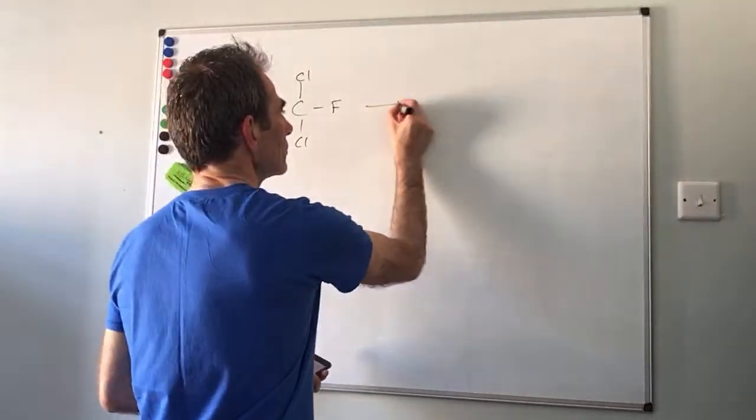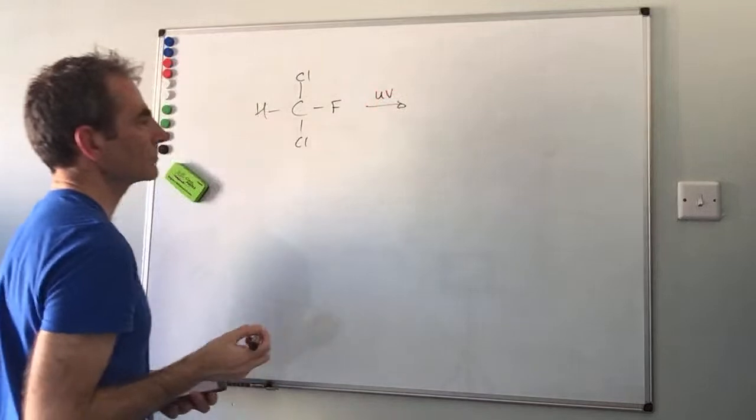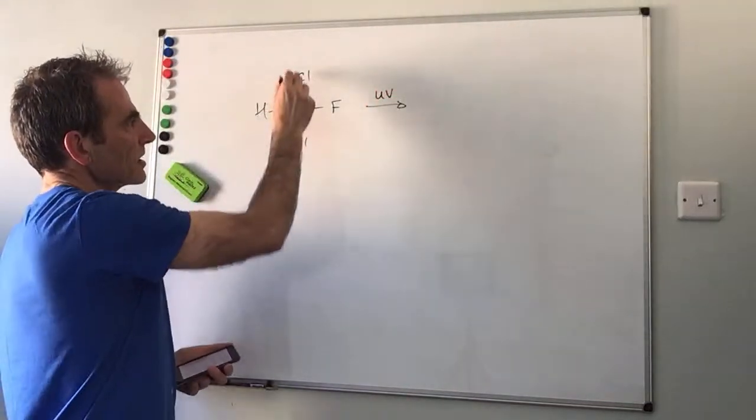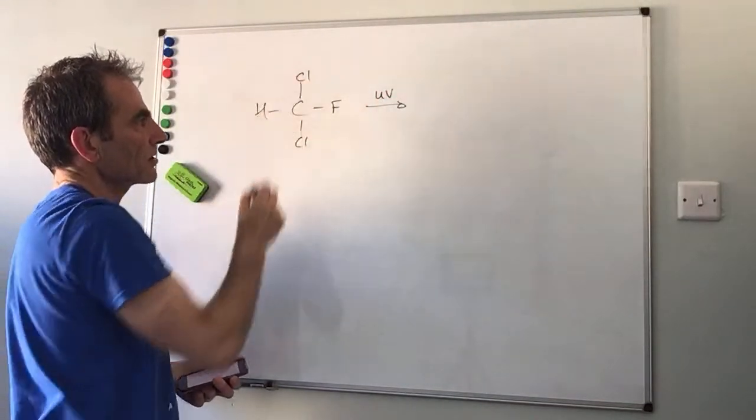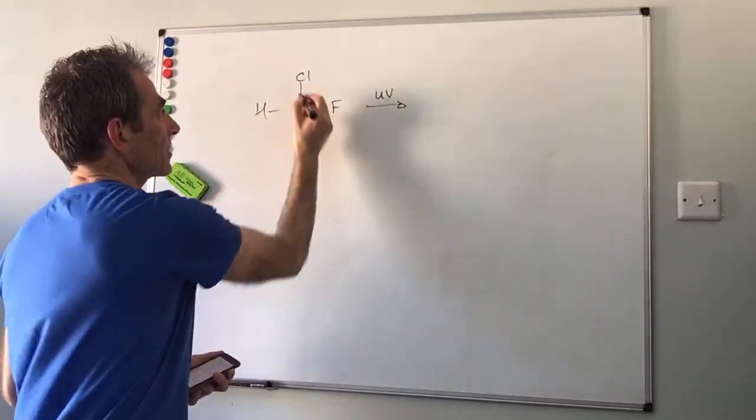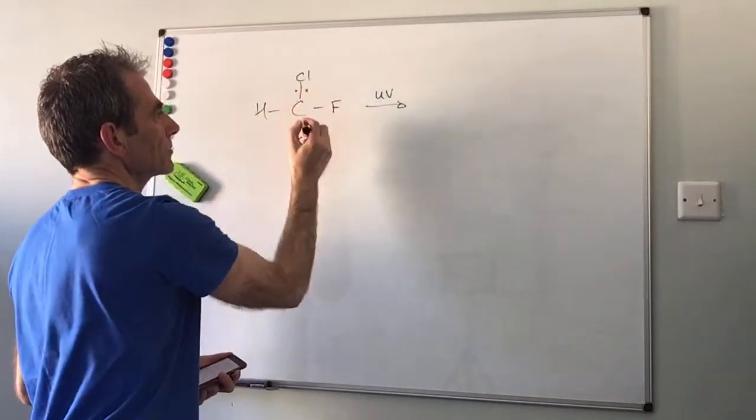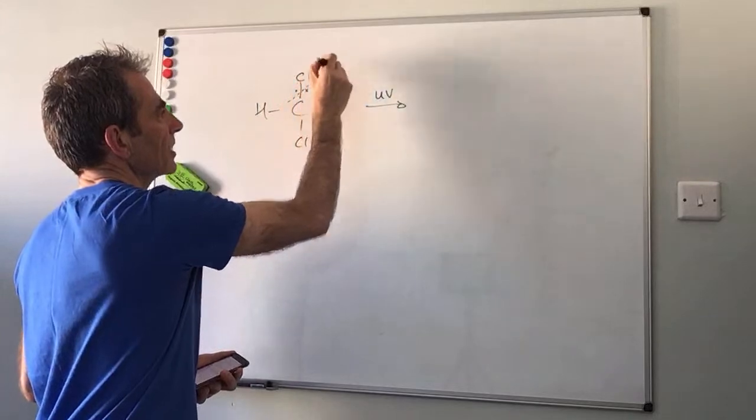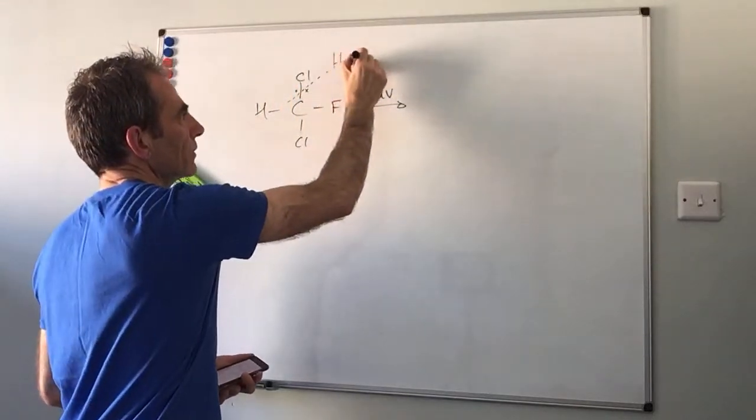Right, so UV, now because the C-Cl bond is weaker, it breaks. So let's put the pair of electrons in and let's split that bond, and that's homolytic fission.